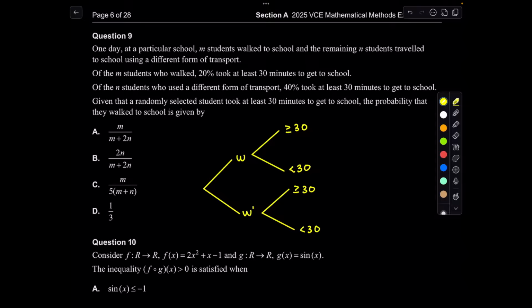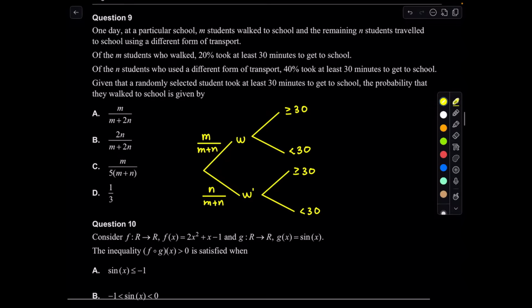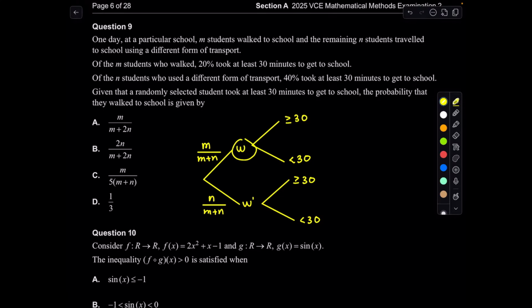Easy. Now, the question says, one day at a particular school, M students walk to school. So for walk, it's M over the total students, M plus N, because M is the number who walked and N represents the people who travel to school by other transport. So for the others, it's N over M plus N. Easy. Then, of the M students who walked, 20% took at least 30 minutes. So this will be 0.2, and this will be 0.8.